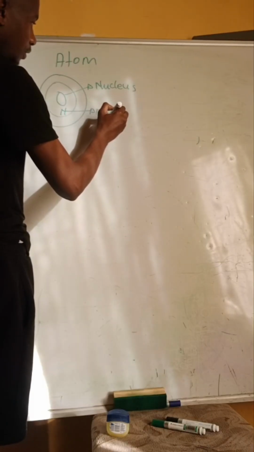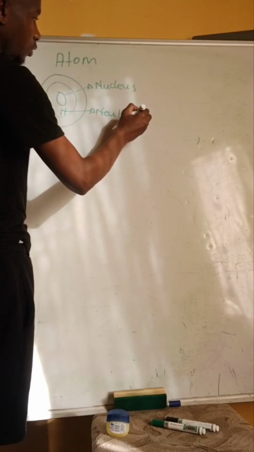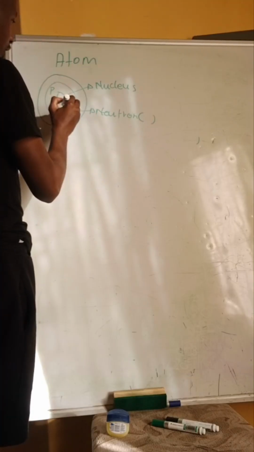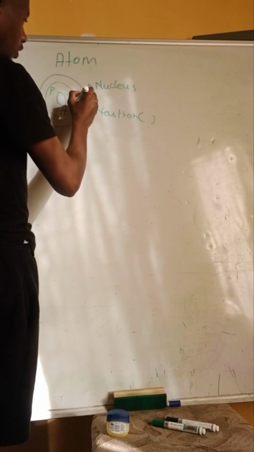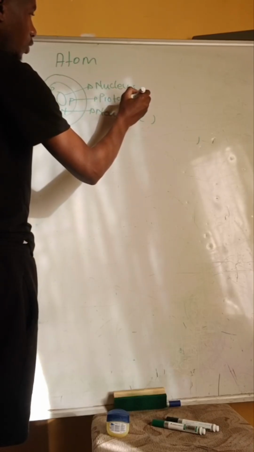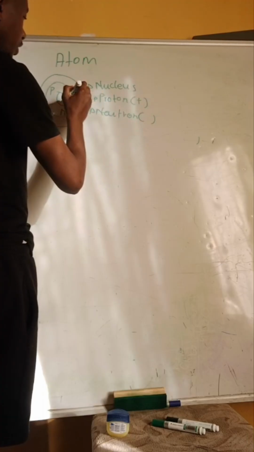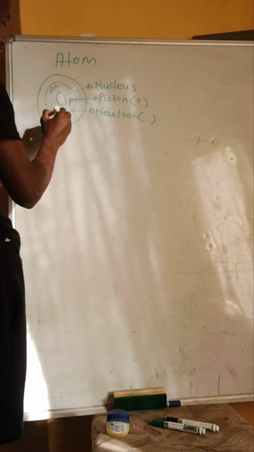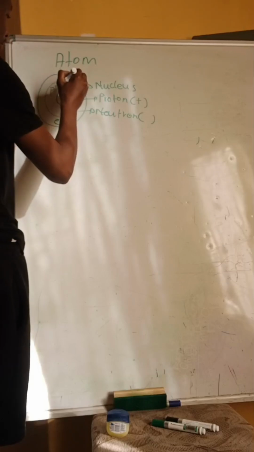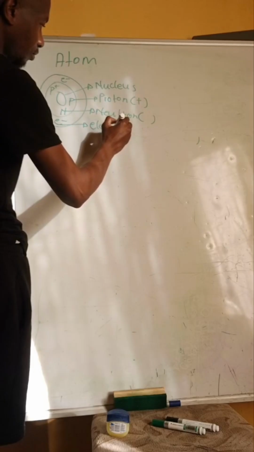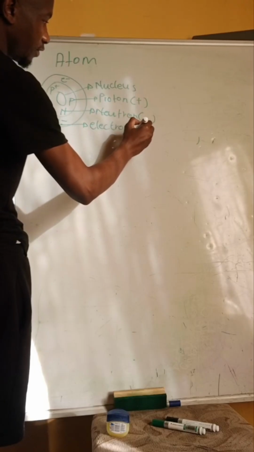Neutrons, and the neutrons, they do not have a charge. It also has what we call the protons. The protons are positive. They have positive charges. It also has electrons. Electrons have a negative charge.